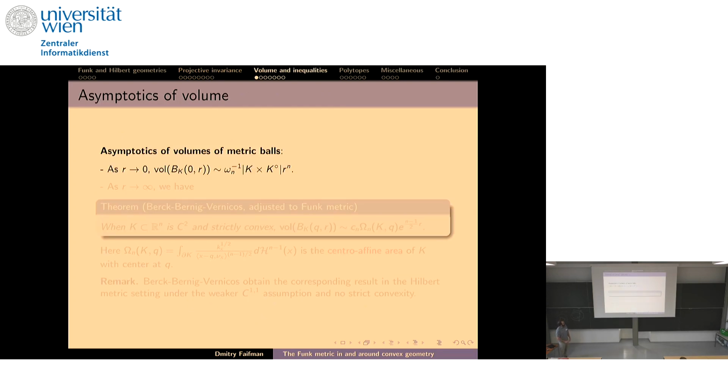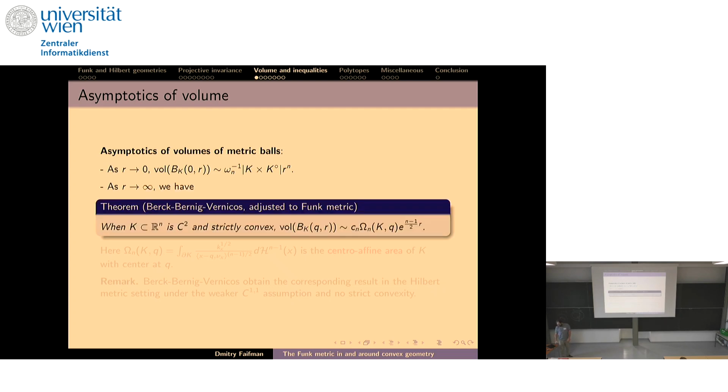Okay, so that concludes the projective geometry part, and now I'll be talking about volumes. Looking at volume of balls is interesting. Of course, for small radius, we basically get the volume product. That's an interesting invariant in convex geometry that I'll be saying a few words about.